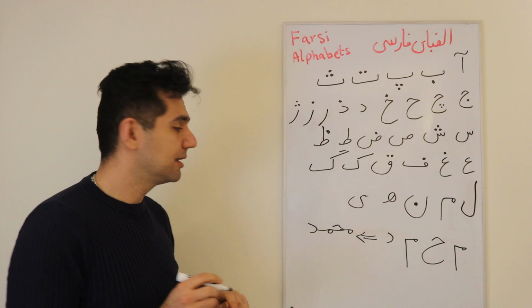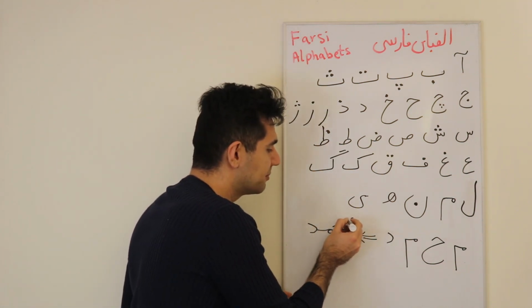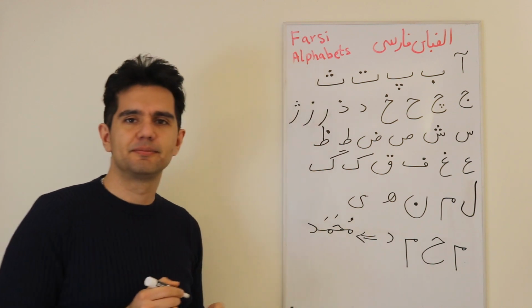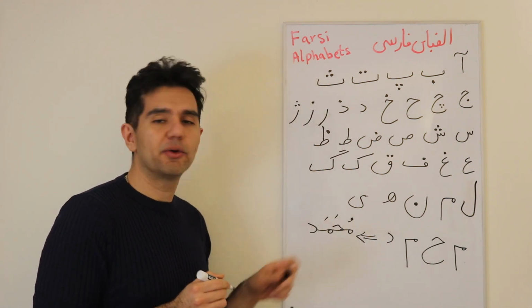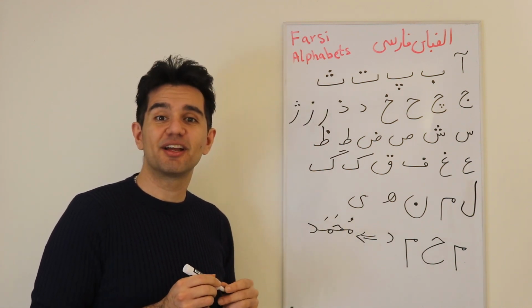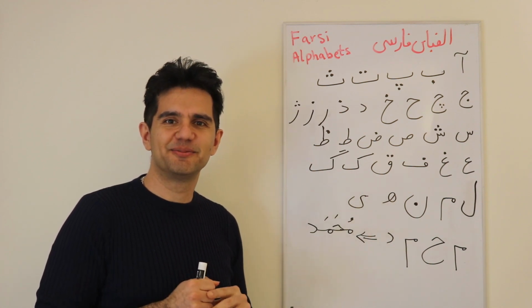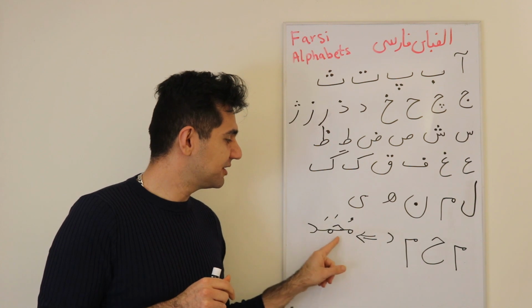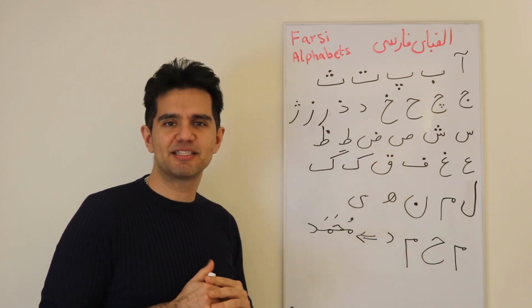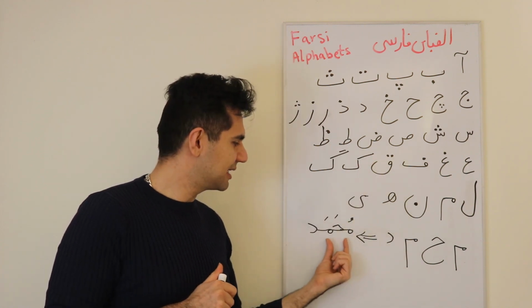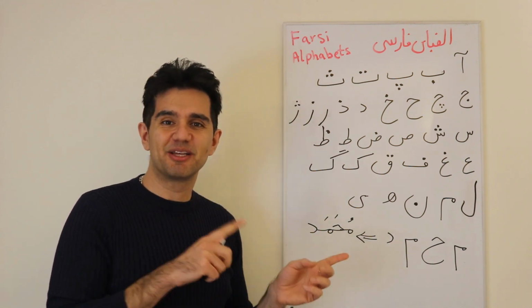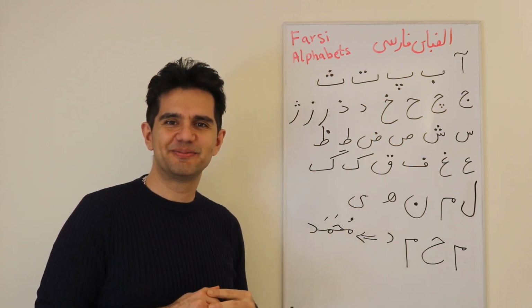And at the beginning, you might use some vowels. Muhammad. These are short vowels. We're going to talk about that in a separate video. Also, in another video, we will talk about different shapes of each of these alphabets and how we can decide which form we should use. Make sure to check out the next video.